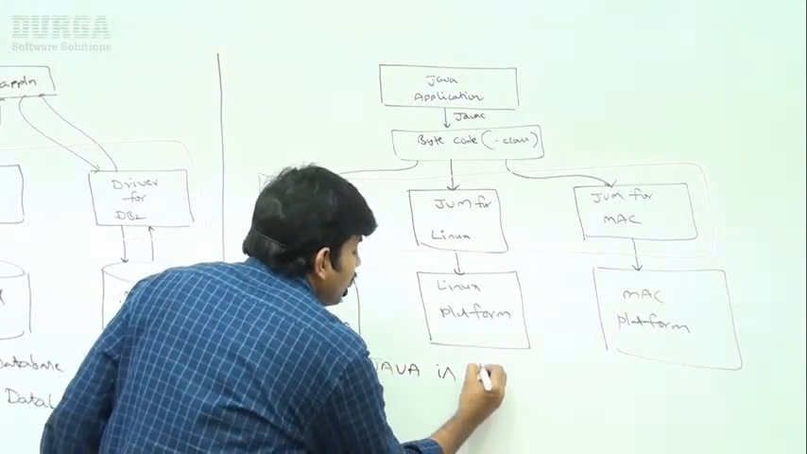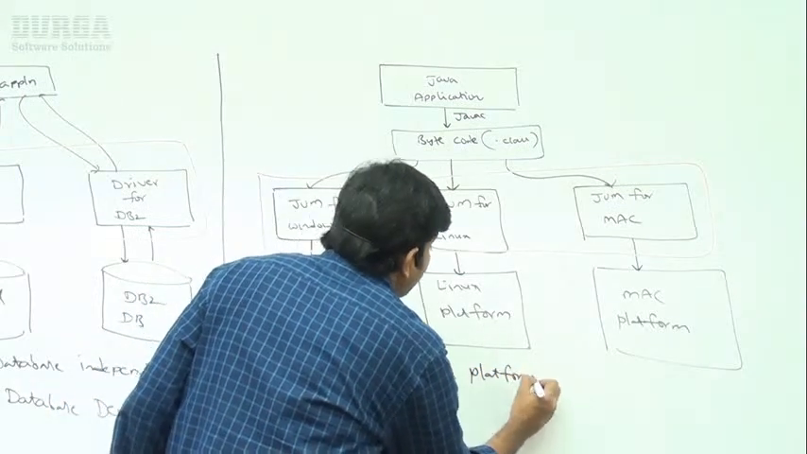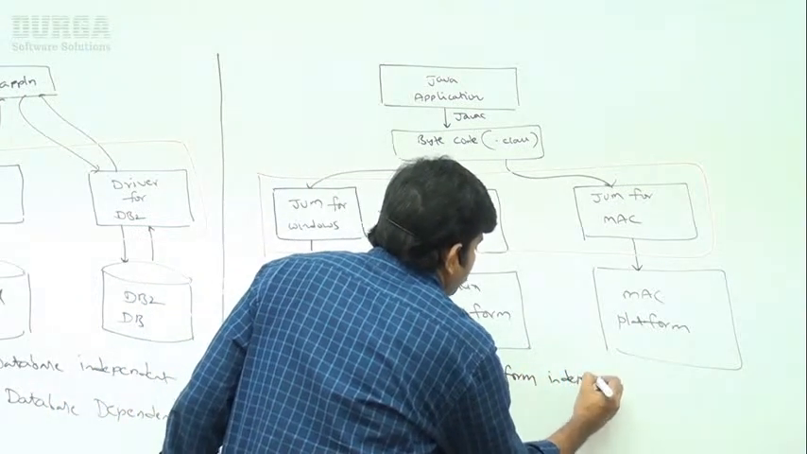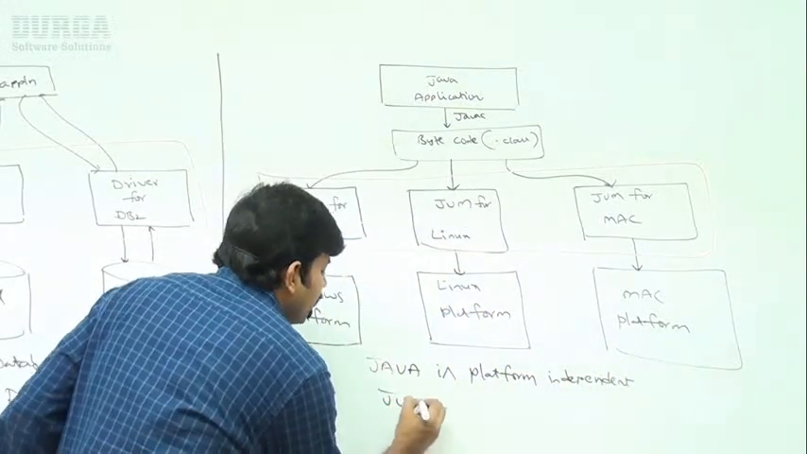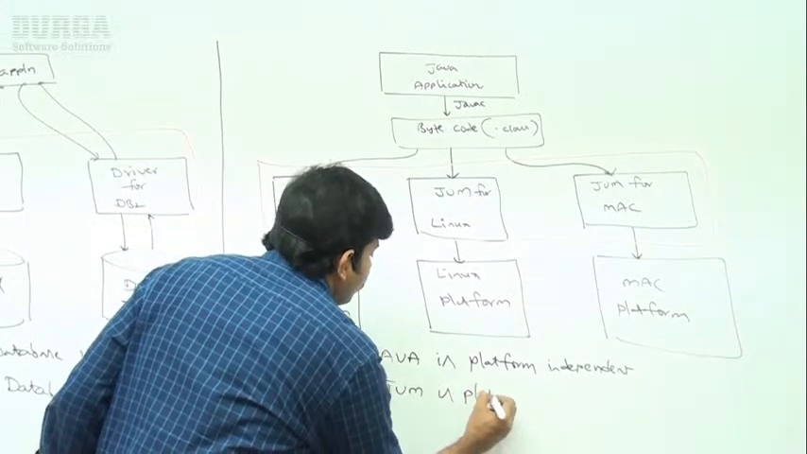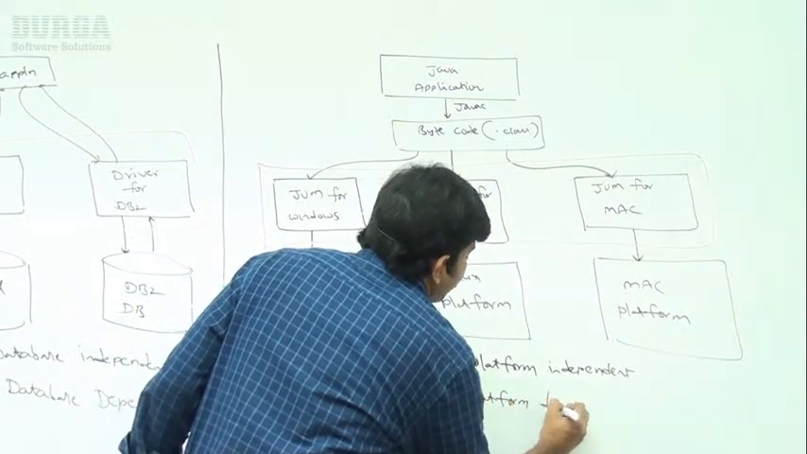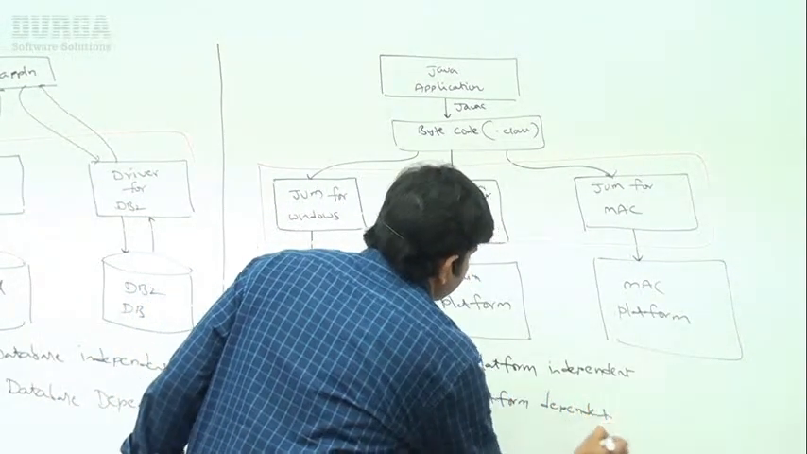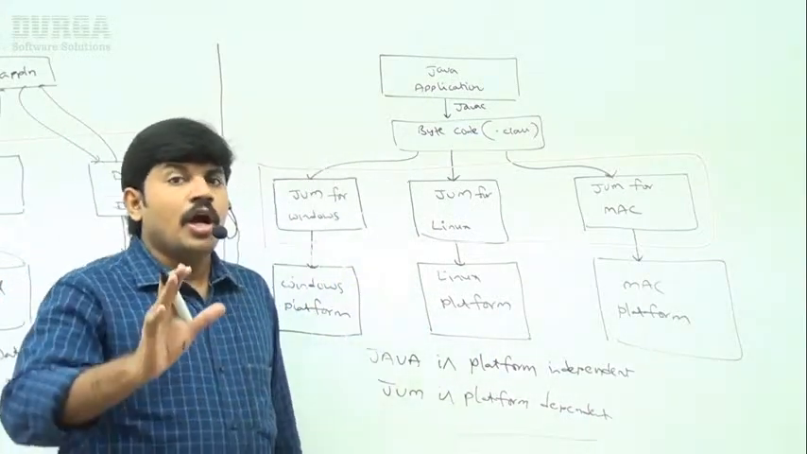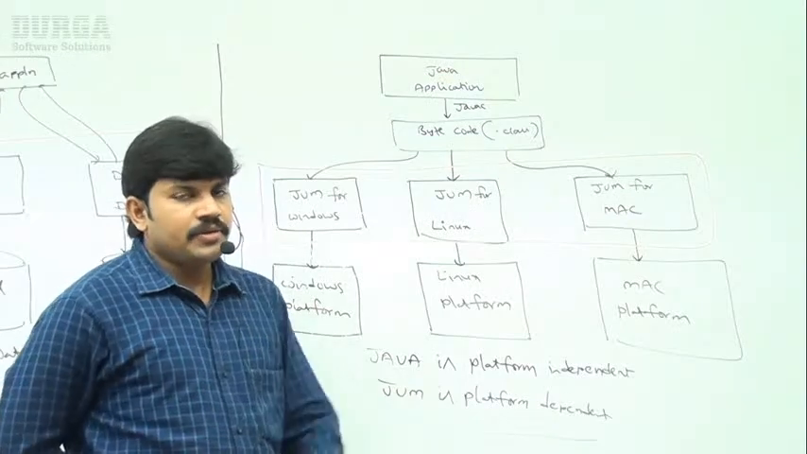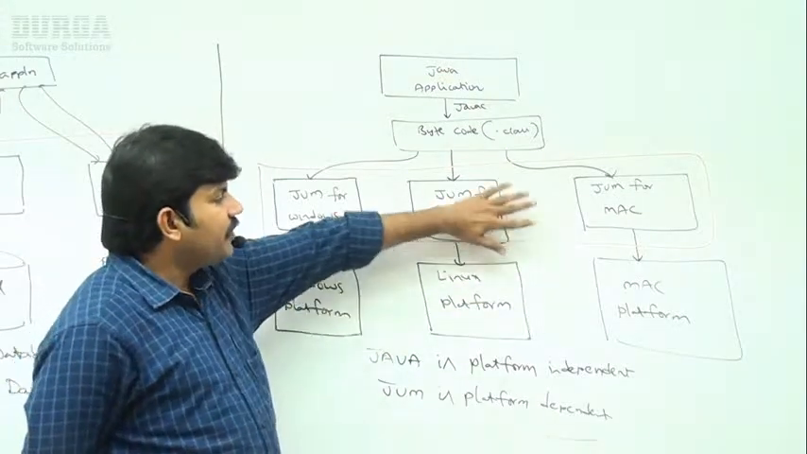Java is platform independent, but JVM is platform dependent. Is it clear for all of you? So, can you please explain how Java is platform independent? Only one reason: JVM is the reason.